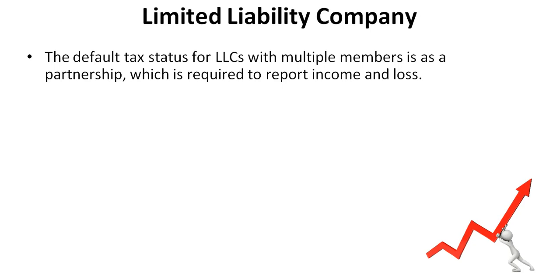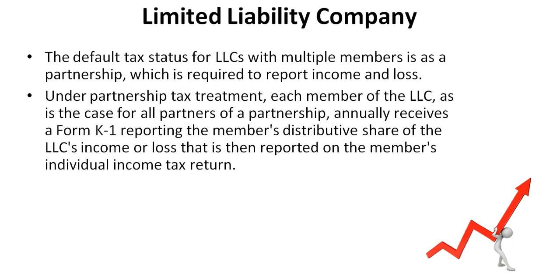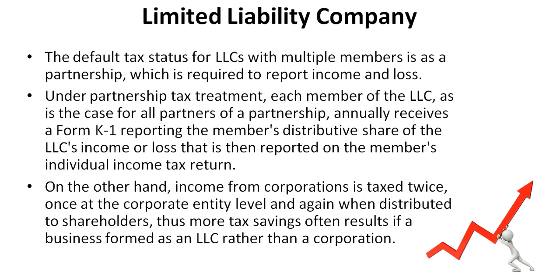The default tax status for LLCs with multiple members is as a partnership, which is required to report income and loss. Under partnership tax treatment, each member of the LLC, as is the case for all partners of a partnership, annually receives a Form K-1 reporting the member's distributive share of the LLC's income or loss that is then reported on the member's individual income tax return. On the other hand, income from corporations is taxed twice, once at the corporate entity level and again when distributed to shareholders. Thus, more tax savings often result if a business is formed as an LLC rather than a corporation.